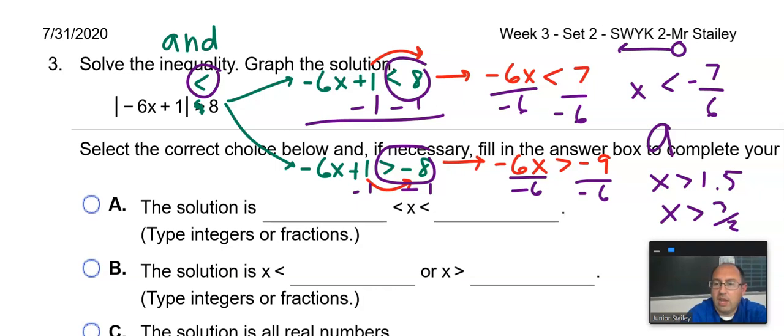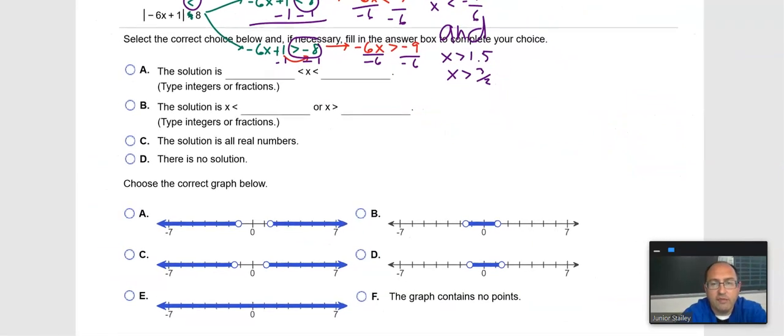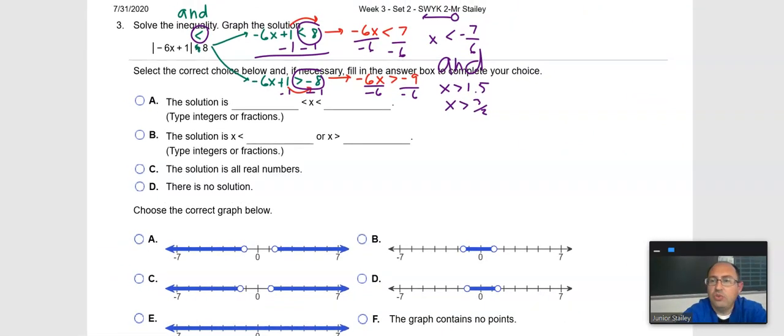We are using the word and, which means we're looking for where they overlap. I think it would be better for you to look at the graph first. Where do they overlap? We've got negative 7/6 over here, and we've got positive 1.5 or 3/2 here.